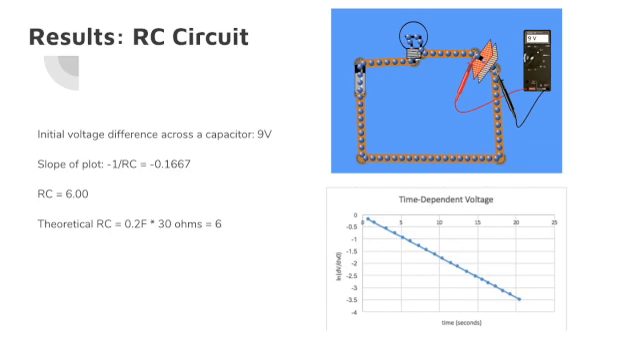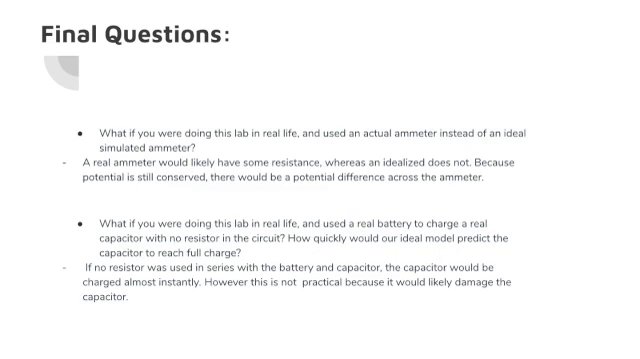For final questions, if I used an actual ammeter instead of a simulated ammeter, a real ammeter would likely have some resistance, whereas an idealized one does not. But because potential is still conserved, there would be a potential difference across the ammeter. And if no resistor was used in the circuit with the capacitor, it would likely have been charged almost instantly. However, this is not practical because it would likely have damaged the capacitor as well.